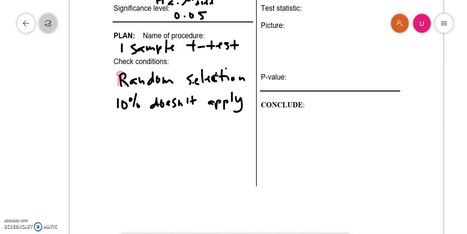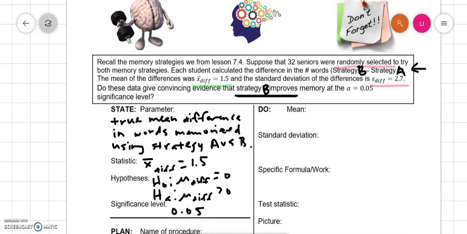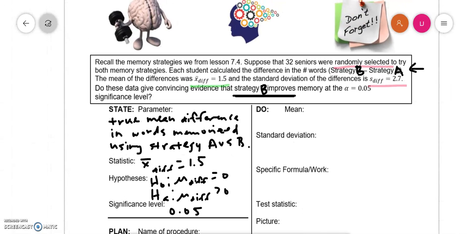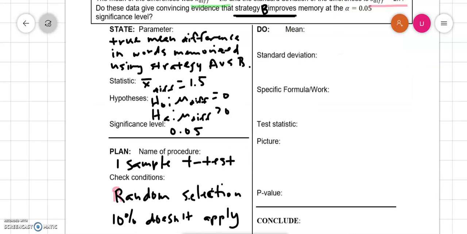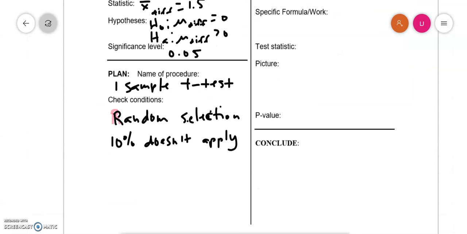And then let's check for normality. Our favorite one is CLT. What was our sample size? Sample size of 32. Wonderful. CLT applies. We have normality. So, 32 greater than or equal to 30. Normal by CLT. My normal looks like a hormel. Let me just fix that.